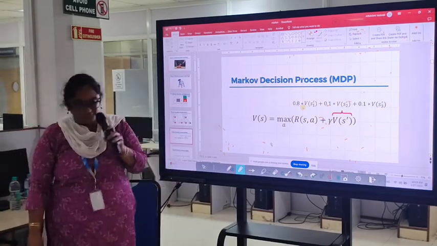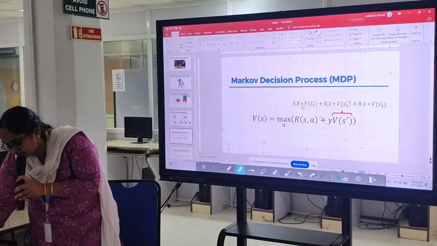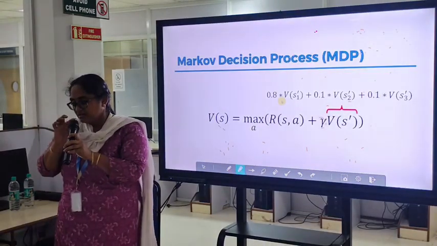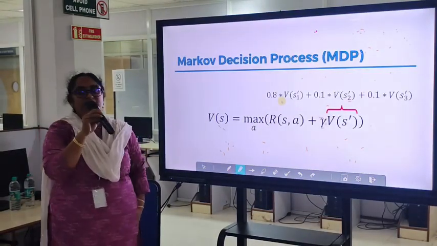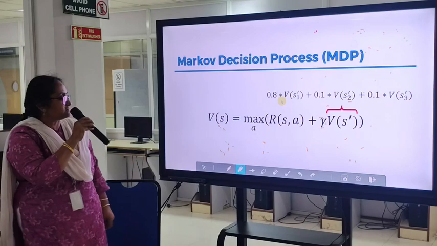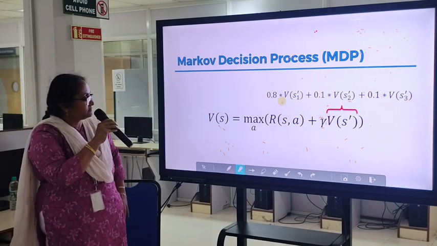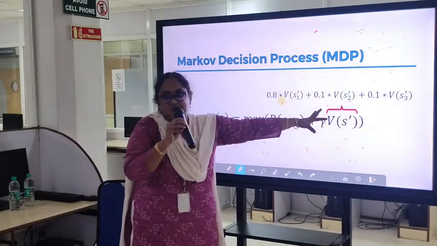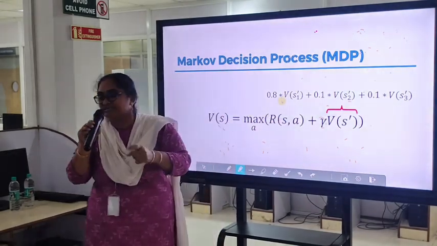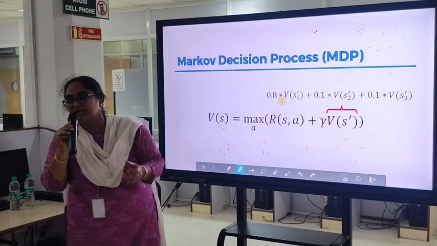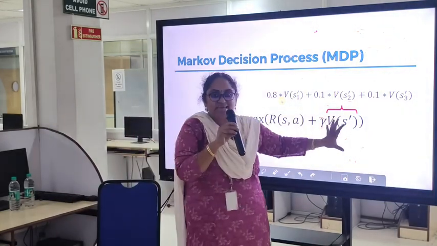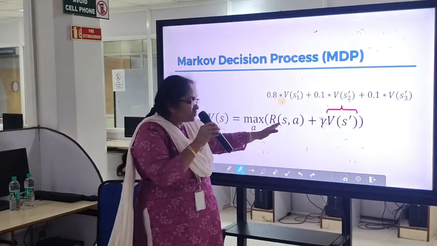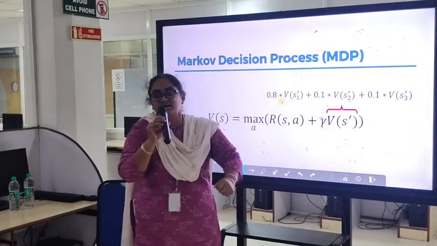Okay, so the analytical formula for the Markovian decision process is expanded whenever there is a non-deterministic search. When it is deterministic, it can be applied in both cases. When it is deterministic, you have only V(S'), or S prime, which is the next state. S is your current state. A is the set of actions.